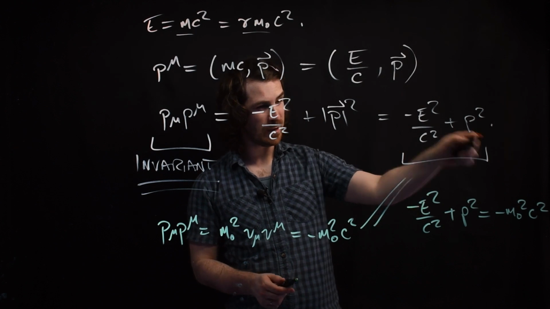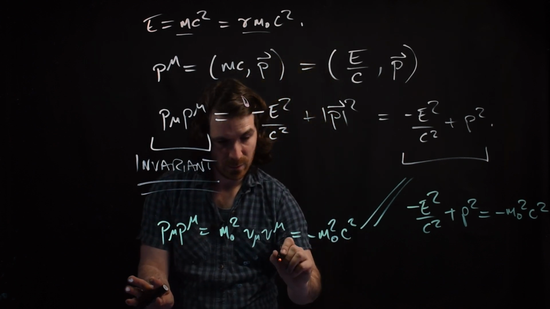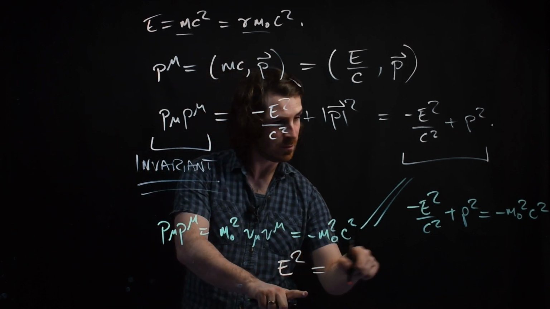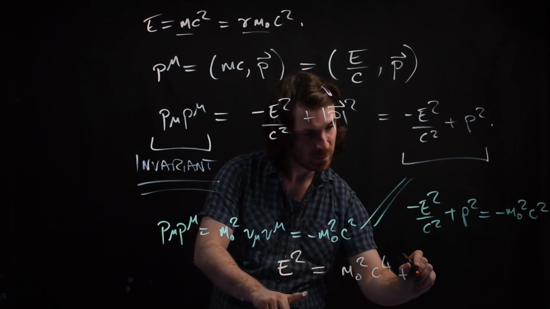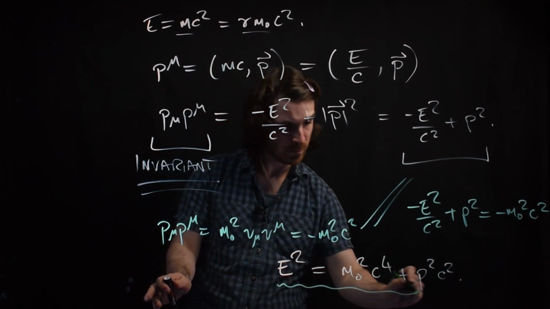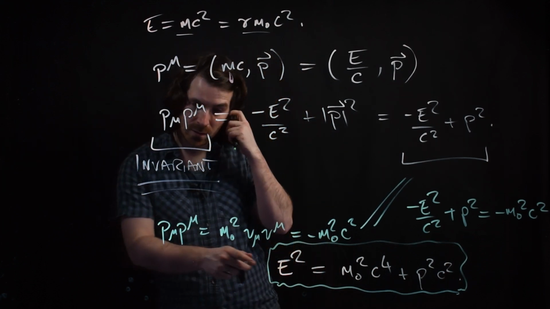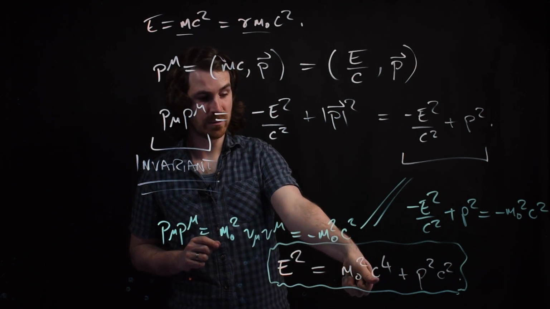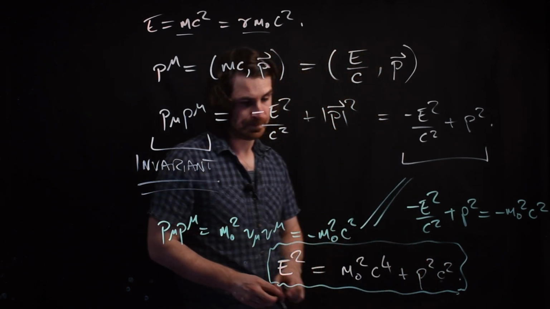Okay, if we take E to the right-hand side and bring the m0 term to the left-hand side, we get a very important result: E squared equals m0 squared c to the power 4 plus p squared c squared. This is an extremely important result, and it tells us that the energy of a body squared can be worked out as its rest mass squared times the fourth power of the speed of light, which is a huge number, plus p squared c squared.